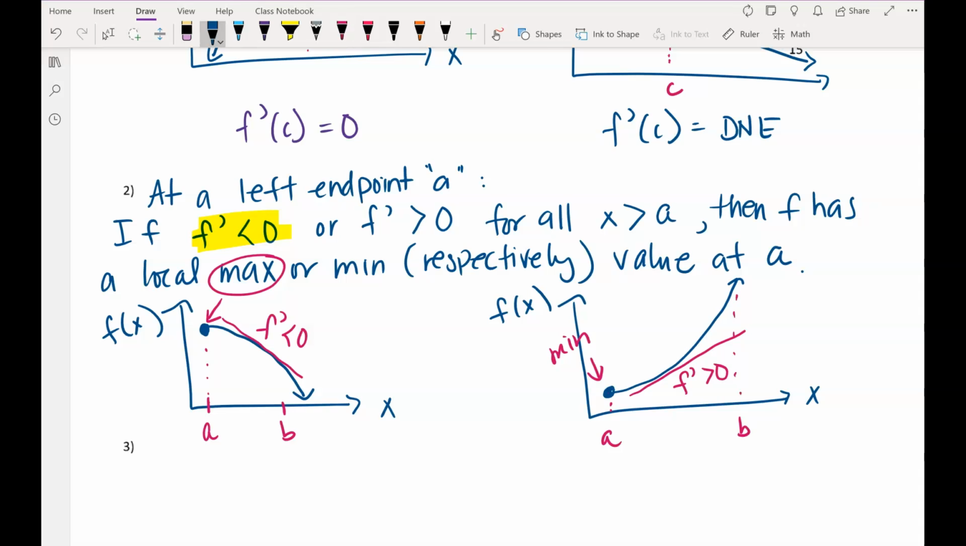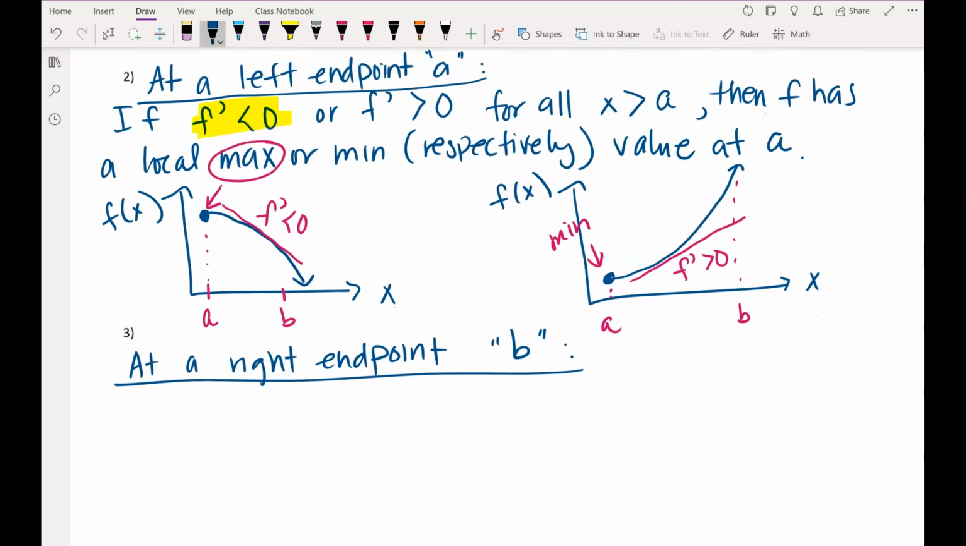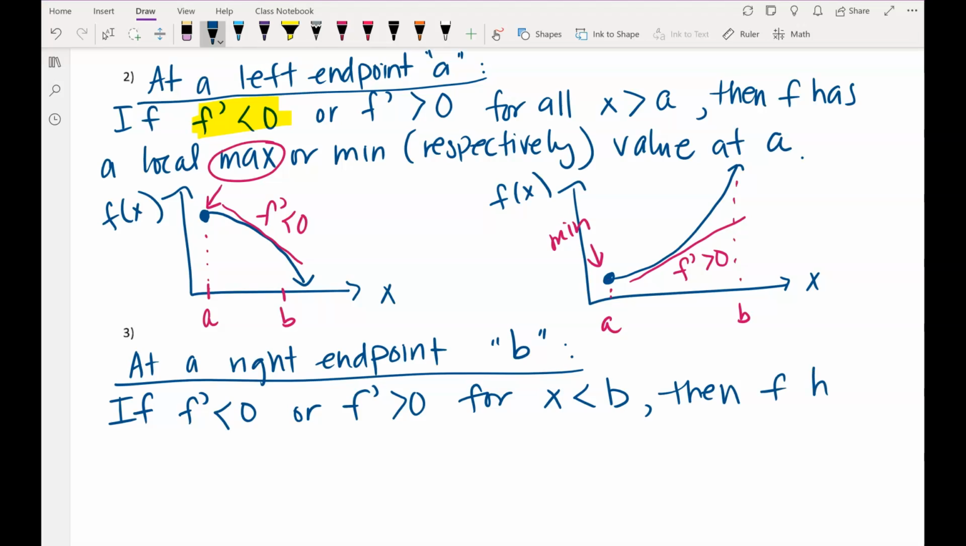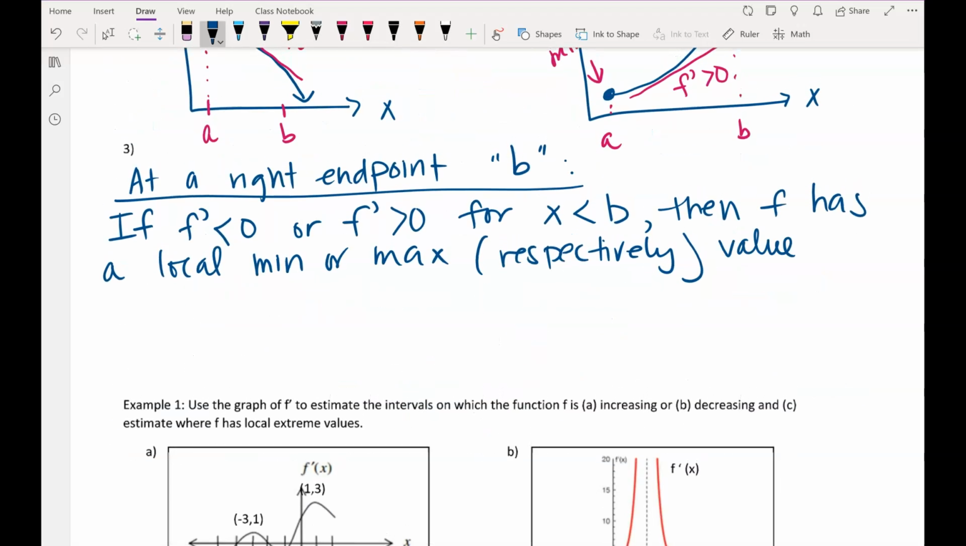All right, 3. At a right endpoint, call it B. Let's draw this. There you go. If f prime is less than 0 or f prime is bigger than 0 for x less than b, then f has a local min or max, respectively, value at B.